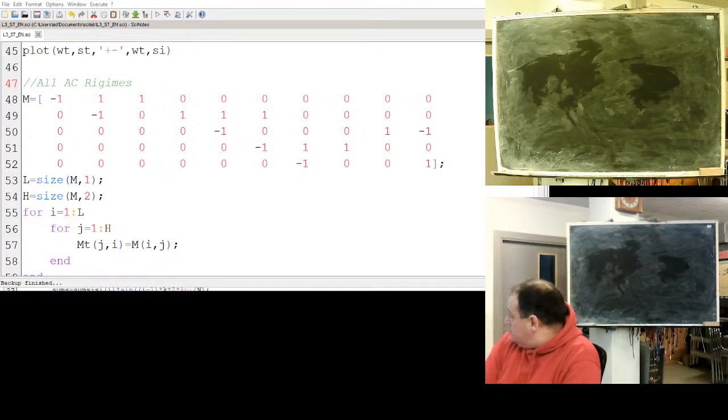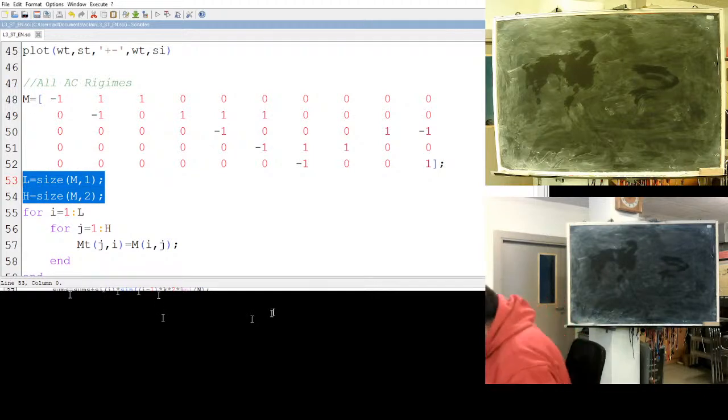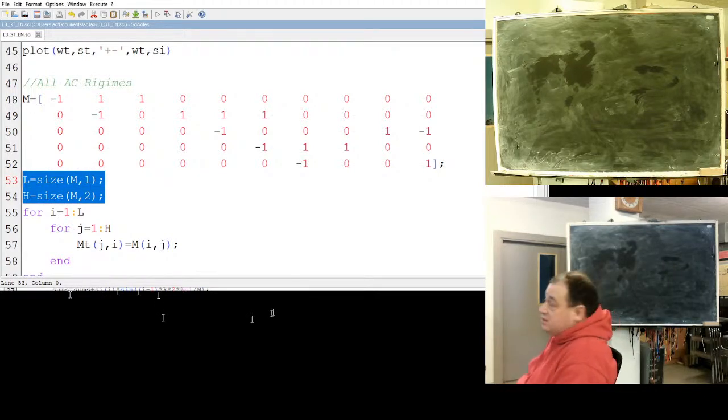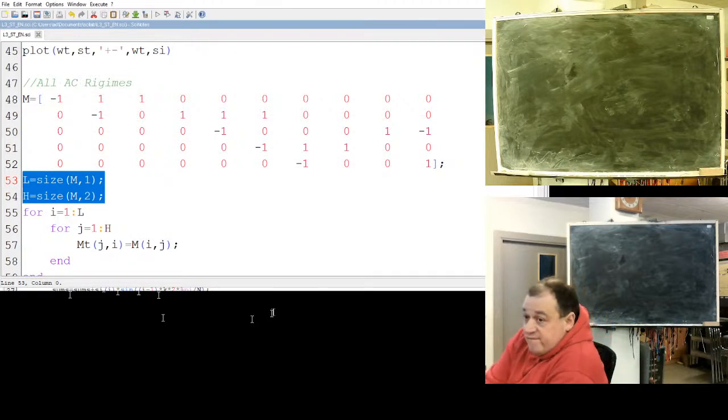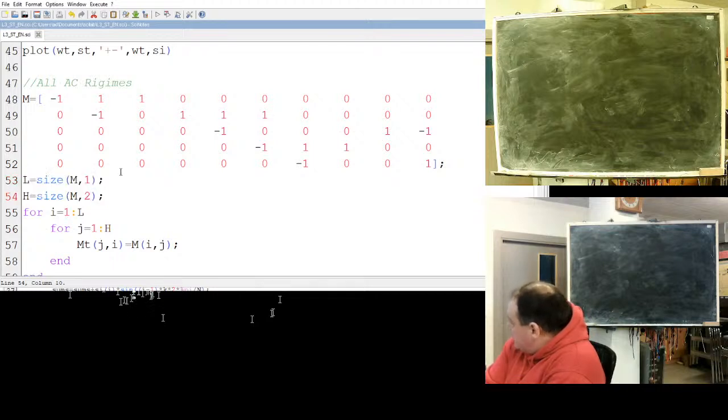The next two, where's my mouse? These two are size measurements. To automate, I just measure number of, first dimension is number of rows, and the second dimension number of columns. Actually, the first one will be number of nodes in schematic, and the second one number of branches. What is that m comma 1, m comma 2? 1 means first dimension, measure this way. And second is horizontal, measure this way.